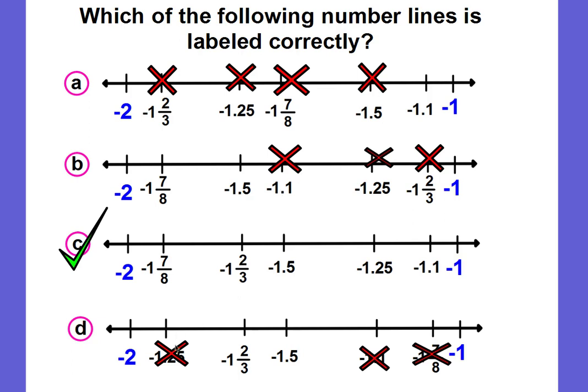C was correct. So what do we have wrong with D? Oh, negative $1.25 should be over here to the right of negative $1.50. The negative 1 1/10 should be closer to the negative 1, and this one should be over here. All right, if you have questions on these, please let your teacher know. Good job, Bobcats.